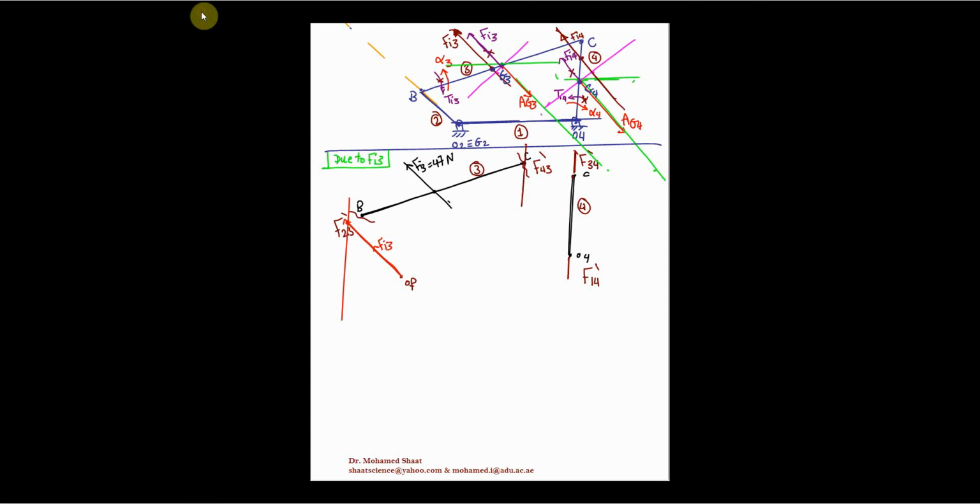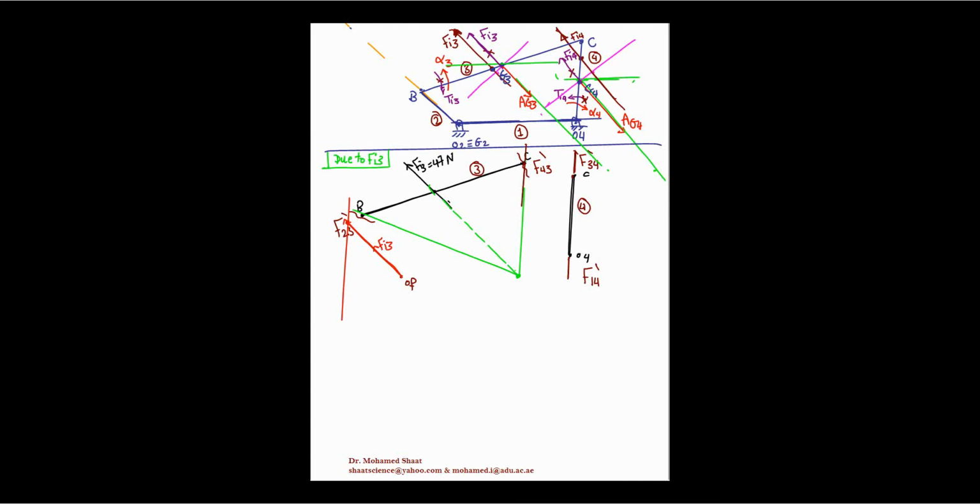Your objective is just to extend the two forces whose directions are already known. You're going to extend this force, and then you're going to extend the second force in this direction. So they are going to meet together at a point. If we connect this point to point B, this is going to give us the direction of the force F23. So we got the direction of F23.